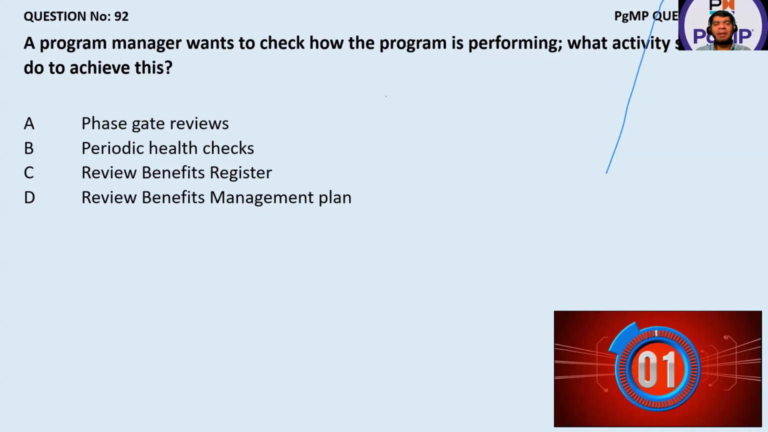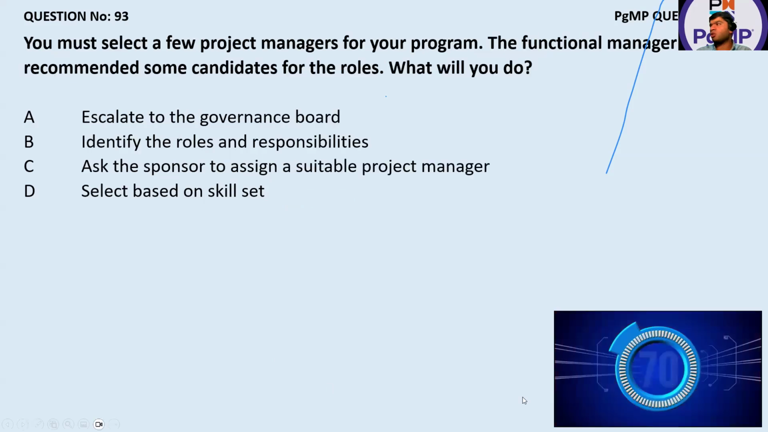B, surely B, because the program manager is not doing the phase gate review activity. Yes, but a periodic health check is also done by the governance board, I guess. No, no, no. Periodic health checks are the responsibility of the program manager because he's just monitoring and tracking the things. Phase gate review is the responsibility of the steering committee or the governance board. Okay, understood. Please, this is a very straightforward, very important question. The program manager is doing the periodic health check. Simple, end of story. Phase gate review is a typical phrase for the governance board or the steering committee when you make decisions.